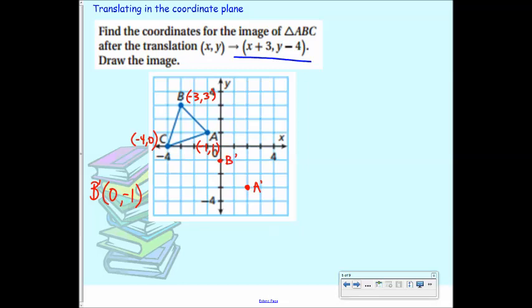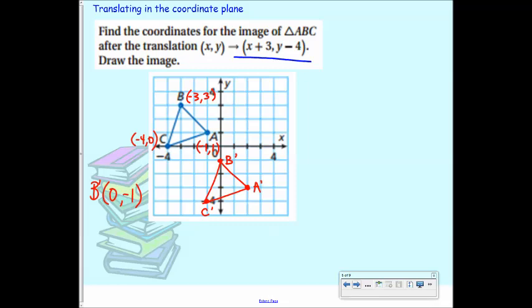In this case, counting is probably easier because you have the coordinate plane. So we would go over 3 and then down 4. And here's C prime. So here's my new image. All right, so it translated to the right and down.